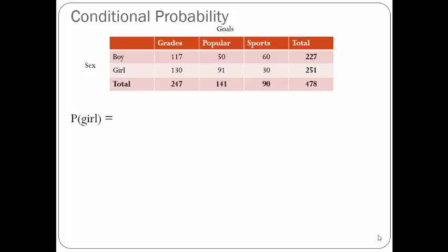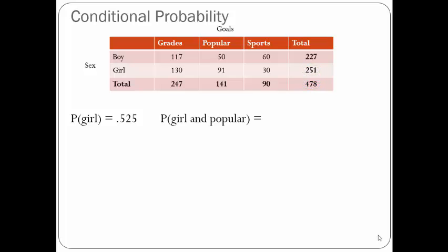So as we start looking at it, we can start to use these tables to find the probability of a girl. So if we're looking for the probability, we randomly select a girl from the school. Well, that would be this 251, right? That's the total number of girls over the 478, or 0.525.